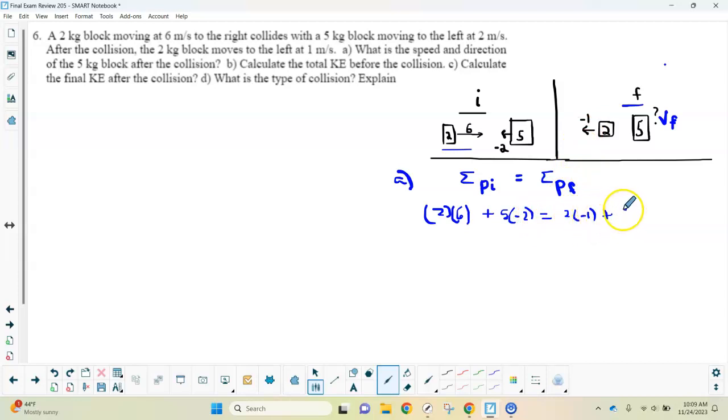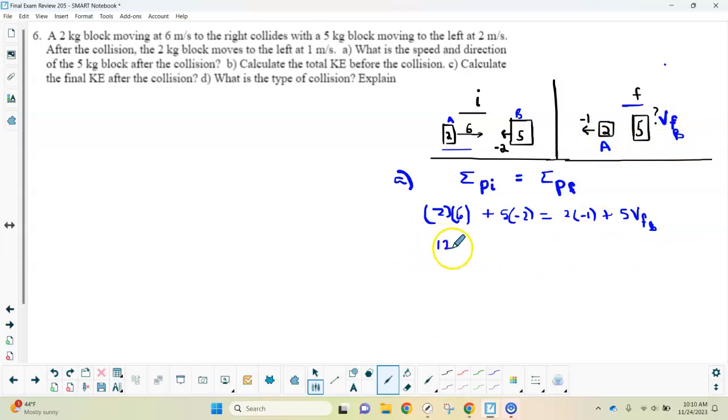And then for the 5, we're not sure about its velocity, so I'm just going to say 5 VF. And if you labeled this like A and B, you could say VFB. That's fine. So we'll call that second object B and the first object A. So it's just plugging in and doing the math.